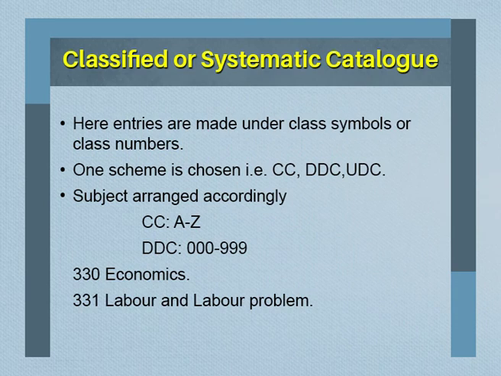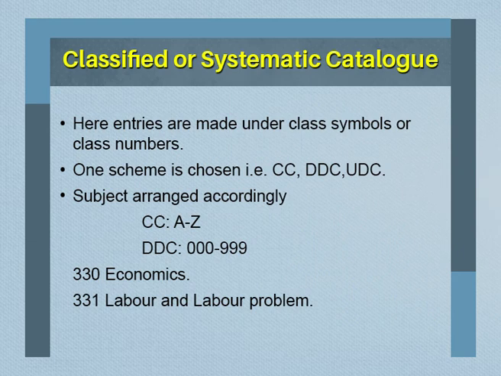So, similarly, the classified or systematic catalog. This was one of the catalogs which eliminated a lot of barriers of the dictionary catalog. Since the alphabetical catalog was arranged in alphabetical order, the grouping of subjects was scattered. That was one of the constraints with the dictionary catalog. To overcome that, the classified catalog emerged. Here the entries are made under class symbols or class numbers.